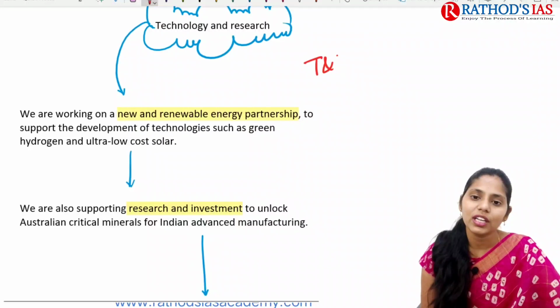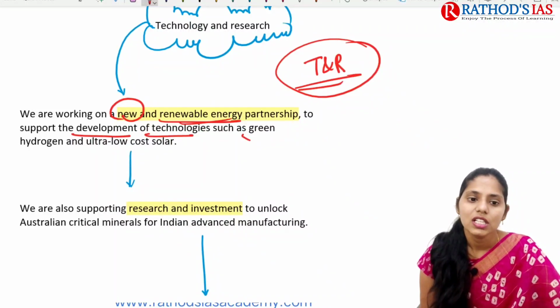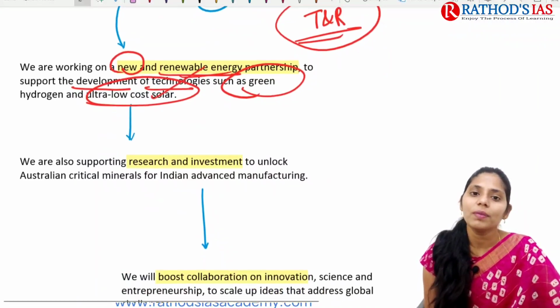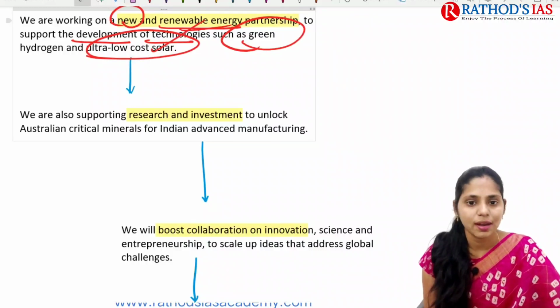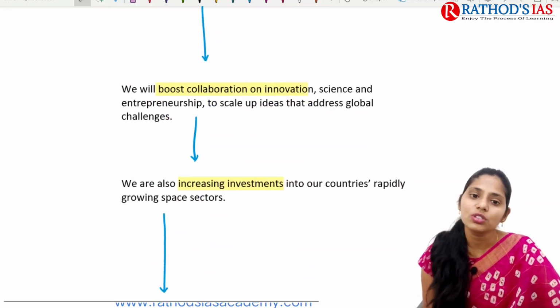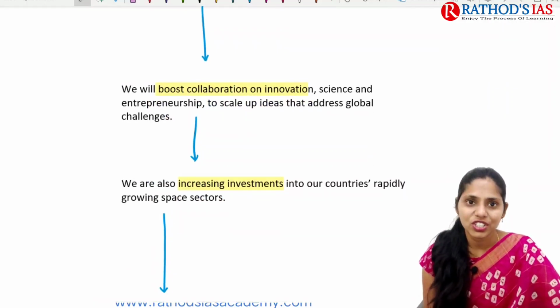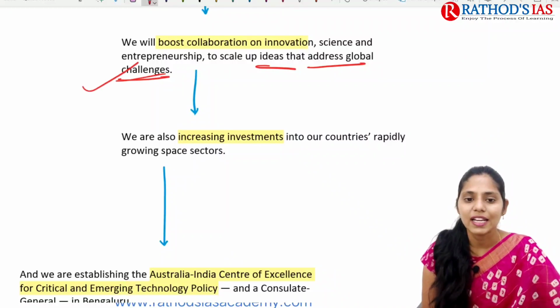If you're talking about technology and research, we are working on a new and renewable energy partnership, and we are focusing on supporting the development of technologies such as green hydrogen and ultra low cost solar. We are supporting research and investment, especially in Australia's critical minerals, which will help manufacturing in India. We are also focusing on boosting collaboration on innovation, science and entrepreneurship, which will help scale up ideas that address global challenges as well.